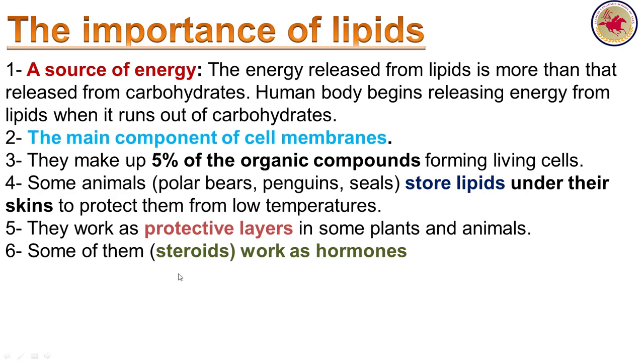They work as a protective layer in some plants and animals. Some plants like cactus or desert plants have it in the shape of wax. In animals, fats are stored under the skin, and also some birds have feathers covered with an oily layer to prevent water from penetrating their bodies. So oil also works as a protective layer.